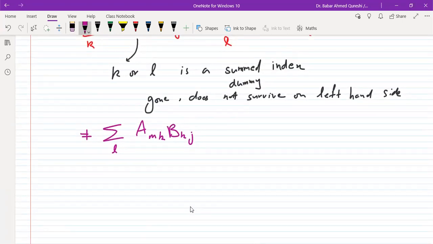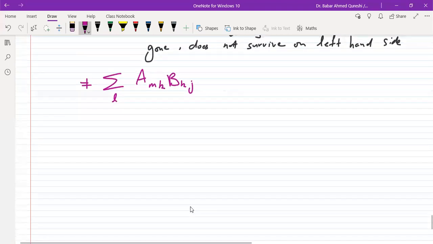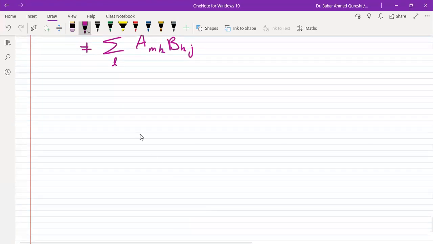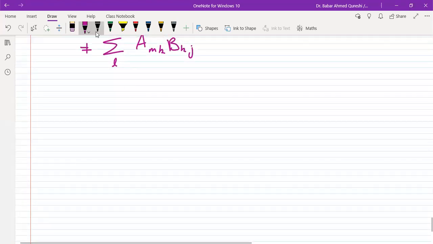Now using this notation, we can prove many results, let me see which one to prove. Okay, so let's prove this one, the easiest one first.